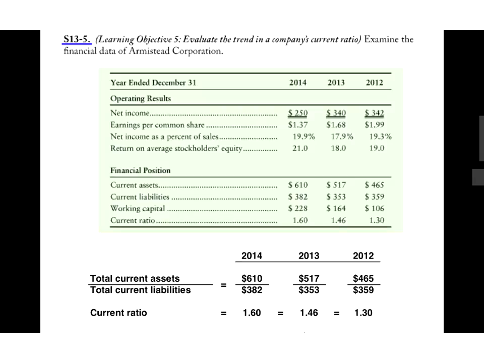And what we're going to see here is the current ratio when the question asks if it's improving or deteriorating. And we look in 2012, the oldest year, it was 1.3. 2013 was 1.46, and 2014 was 1.6. So it's improving. The higher the better for the current ratio, the higher the better for the quick ratio as well. So we are improving over time on this one.